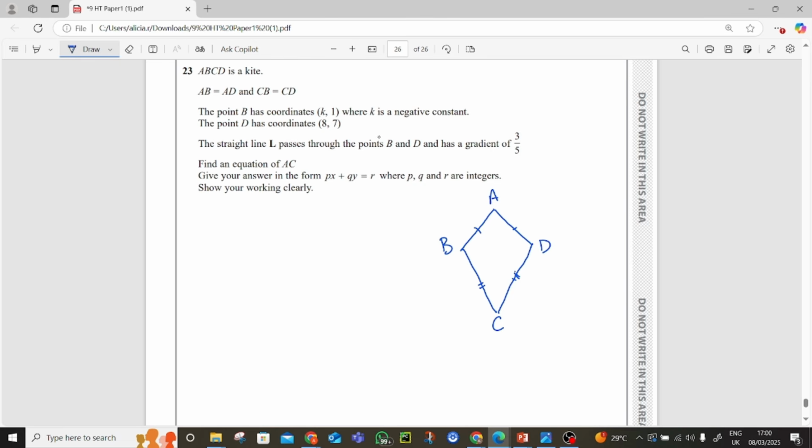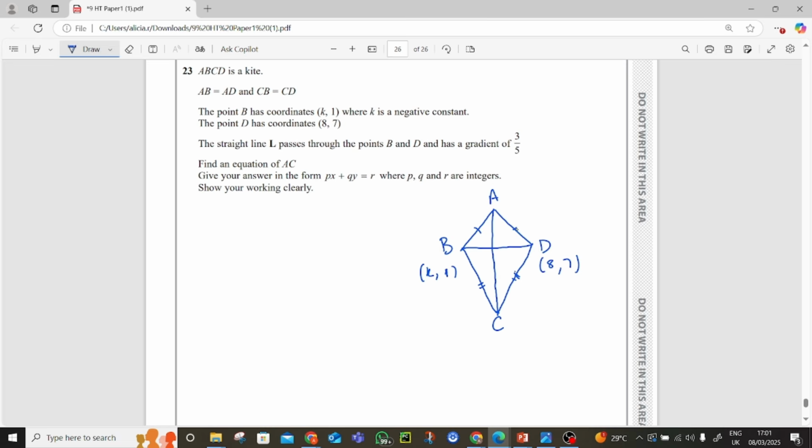Okay, so point B has the coordinates K, 1, where K is a negative constant. And then we have the point D as having the coordinates 8, 7. The straight line L passes through the points B and D and has a gradient of 3/5. So this is the line L, and I know the gradient of this line also. Find the equation of AC. So that's this line there that we're looking for, and write it in this given form.